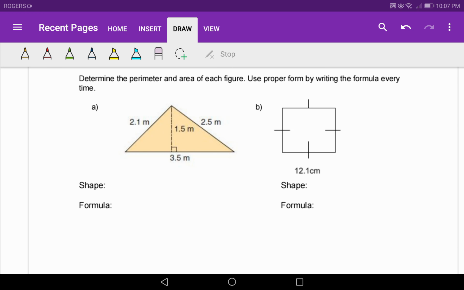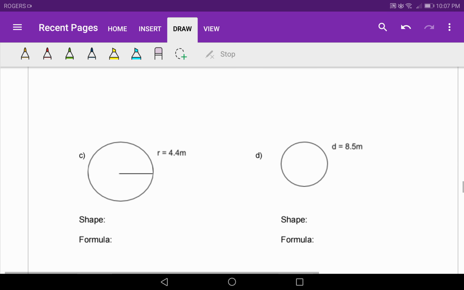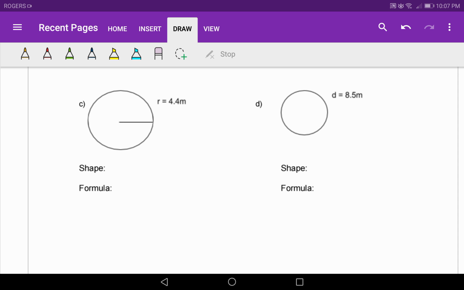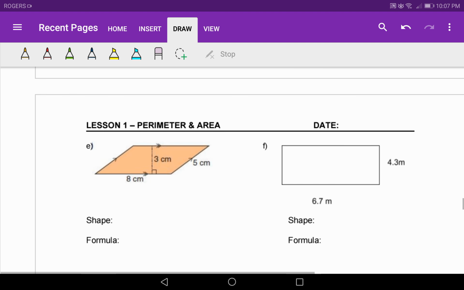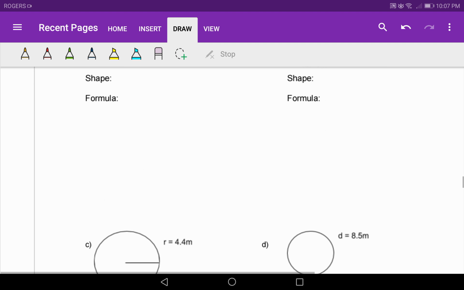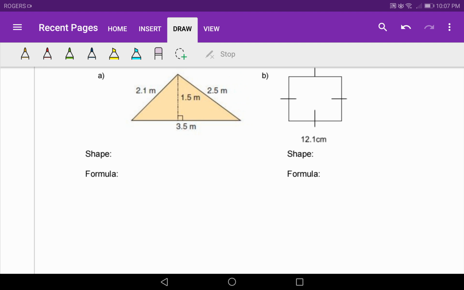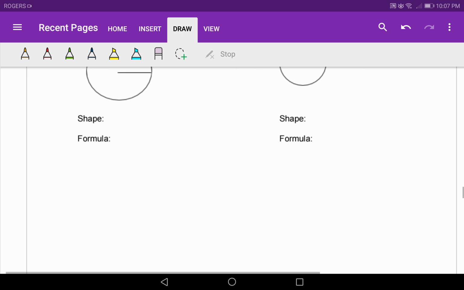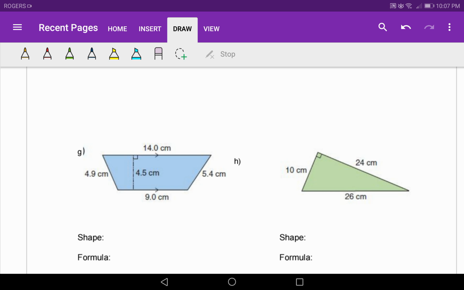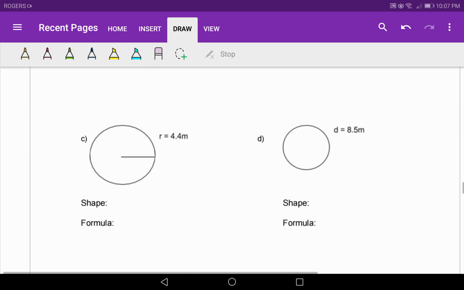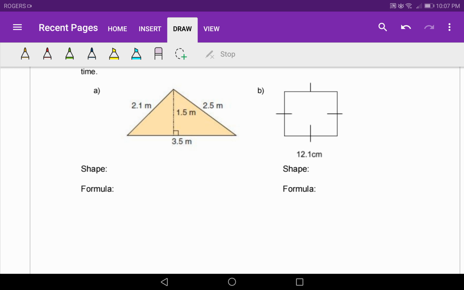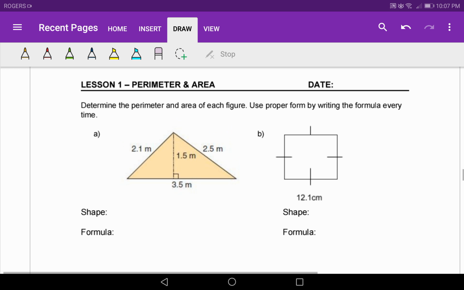All right, so let's start some examples. Let's get right to it. We're going to find the perimeter and the area for each of these shapes. I'm not going to do all of these examples here because it's going to get a little bit repetitive. So I'm going to just do probably the question A, C, and then E and G. So I'll stick to the left side of the page. That will encompass pretty much all the different shapes we need to worry about.